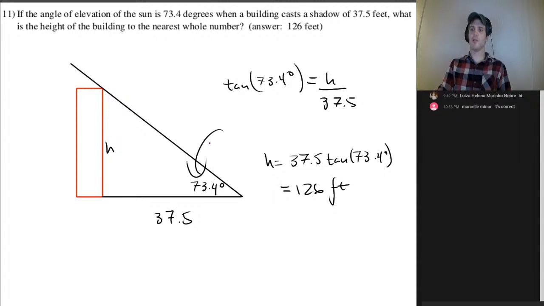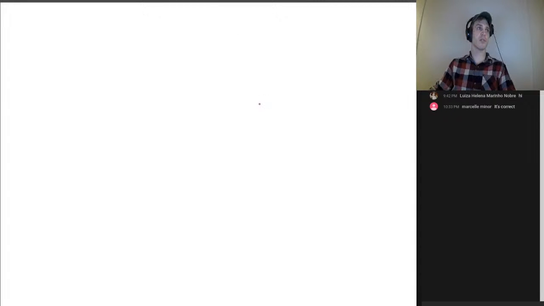This angle of elevation thing is a big source of confusion for a lot of people when they're first seeing these problems. But there's elevation and declination. Elevation is up, declination is down. So just roll with it, you'll usually be able to figure it out.